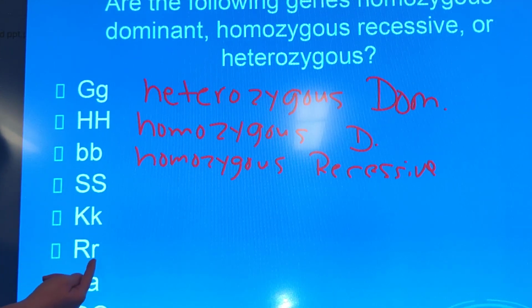Again, big R, little r, they're different. Heterozygous, has the dominant allele, shows the dominant trait. Little a, homozygous for the recessive trait. Big Q, homozygous for that dominant trait.